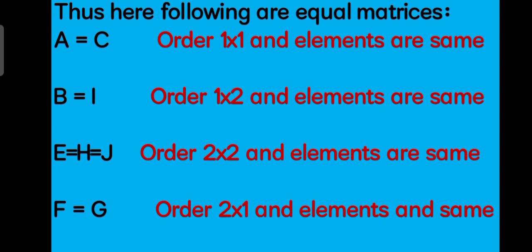So students, we have to check two conditions which we have to satisfy. The first condition is that their order will be the same, and the entries, the elements written inside the square brackets, that is the elements of the matrices, would be the same. Such matrices are called equal matrices, and these are the equal matrices. Hope you will understand and easily solve these questions.